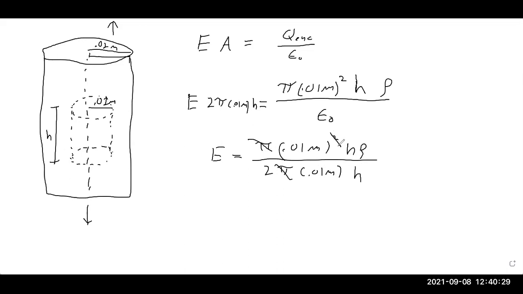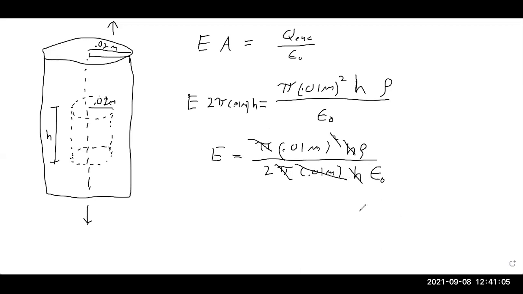Pi cancels. One of the powers of radius cancels. So the 2 centimeter radius of the larger cylinder actually doesn't come into play at all. It's not enclosed, so it doesn't count. And the epsilon naught, Professor? Yep. Keep dropping my epsilon naughts. Shame on me. Yep, there it goes.